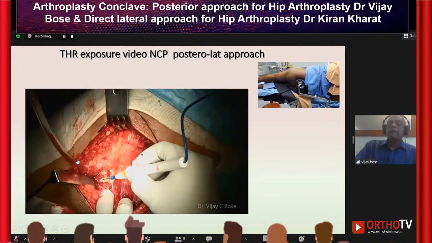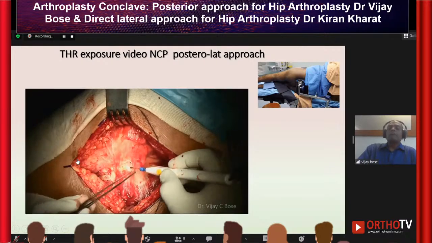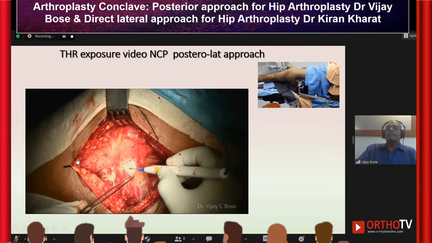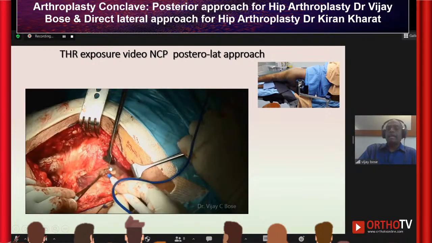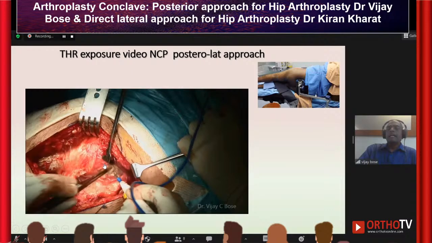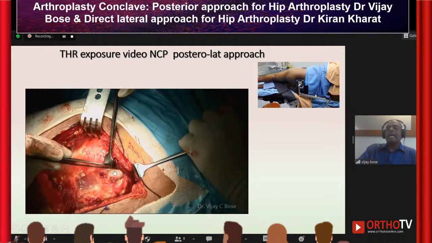Now, whenever I find the gluteus maximus tight, I always release it. Not routinely, but when it's tight, and usually it's tight when the patient has an external deformity or shortening. Now I'm trying to identify the gap between the gluteus medius and the piriformis. You can see that. Once I see that and retract, I see the anterior capsule.